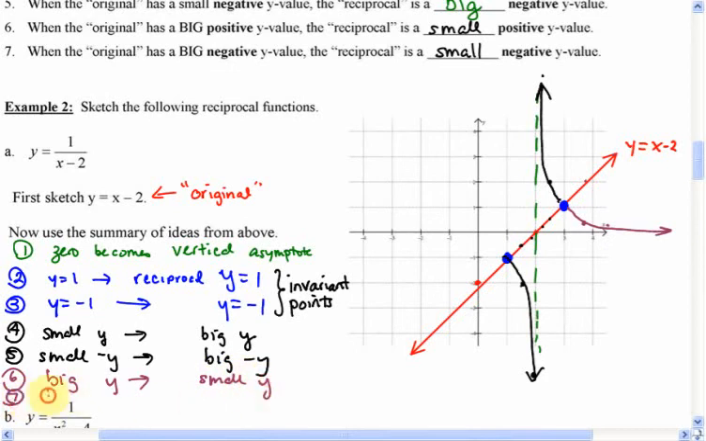And last but not least, big negative y becomes small negative y. So these are big negative y's, they become small. So how about, let's say this point was -2, it becomes -1/2, and so on and so forth.